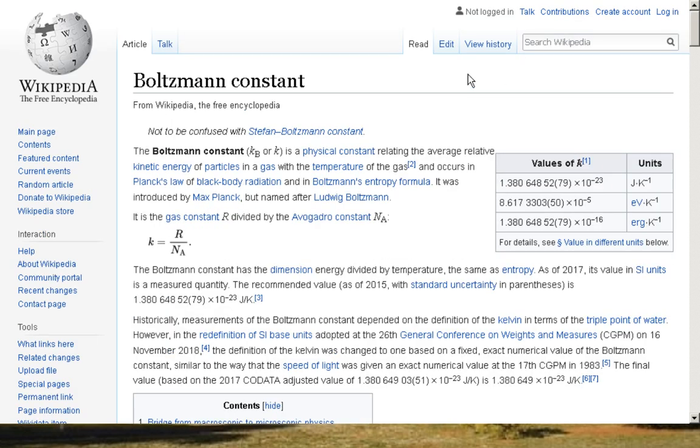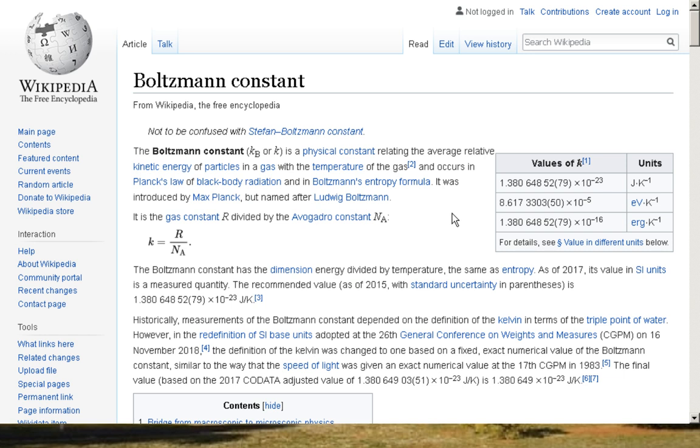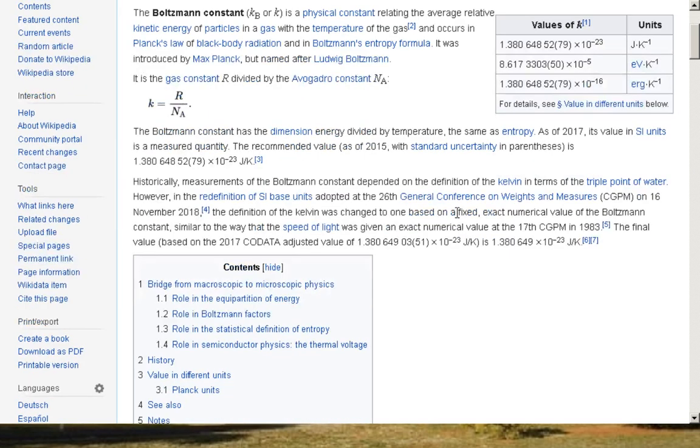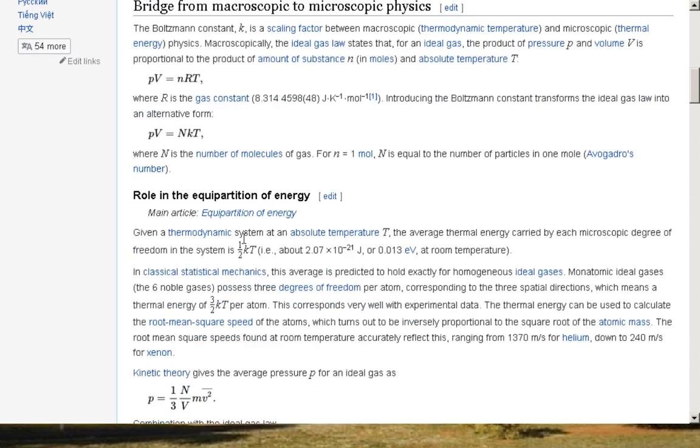Now let's look at Boltzmann's constant. It is a physical constant relating to the average relative kinetic energy of particles in a gas with the temperature of the gas, and occurs in Planck's law of black body radiation. Okay. What is this? R is a gas constant. This is the gas law. Thermodynamics, absolute temperature.